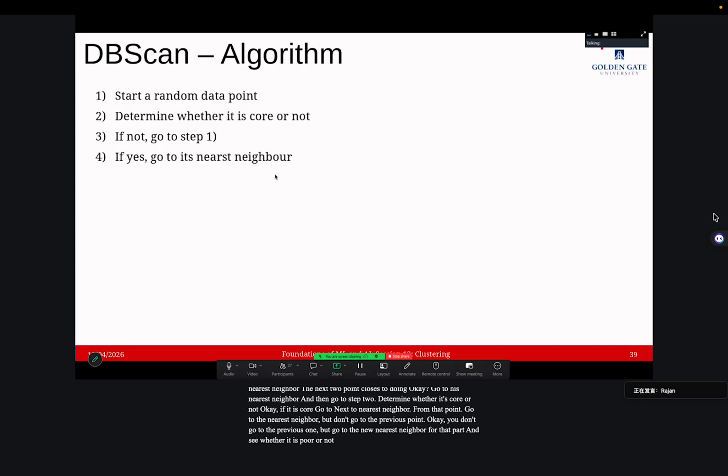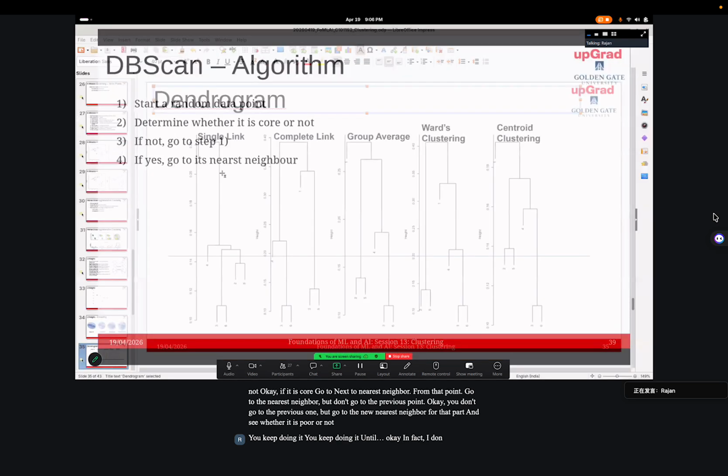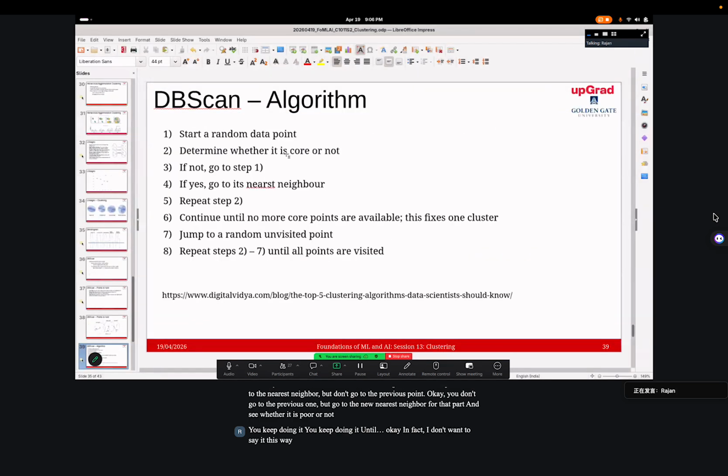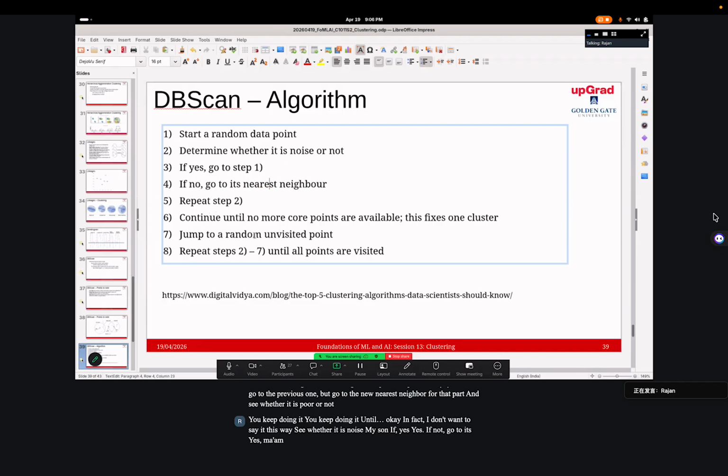You keep doing it. In fact, I don't want to say it this way. See whether it is noise or not. If yes, go to step 1. If no, go to its nearest neighbor.